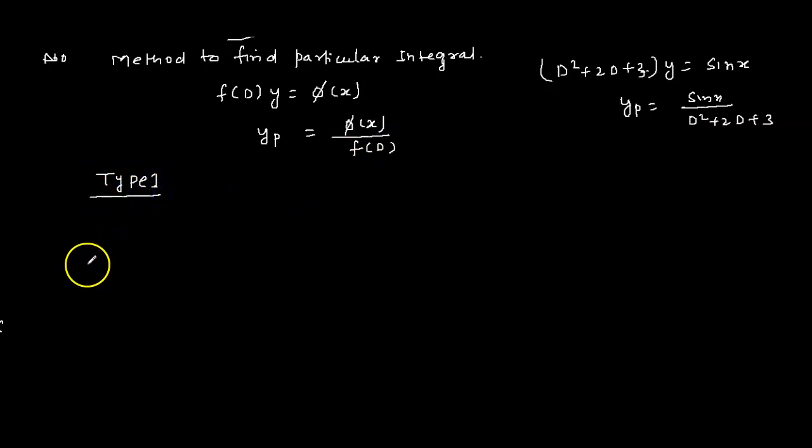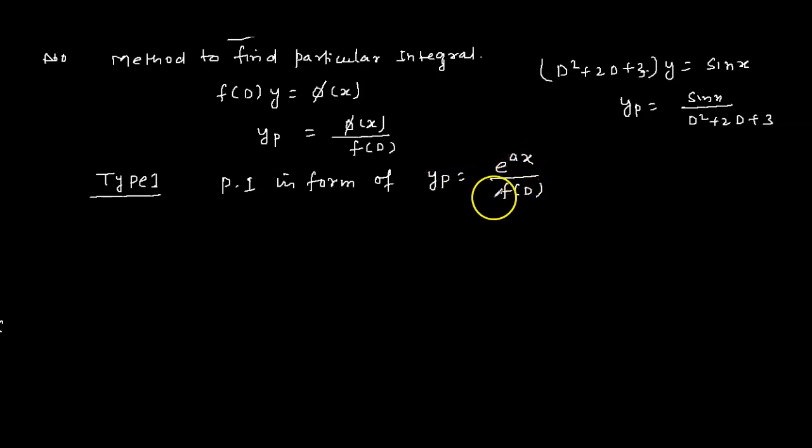First one, type 1: particular integral in the form yp is equal to e to the power of ax by f of D. The right-hand side is given as e to the power of ax. To get the solution here, just replace D by a. You have to write it, D replaced with a.